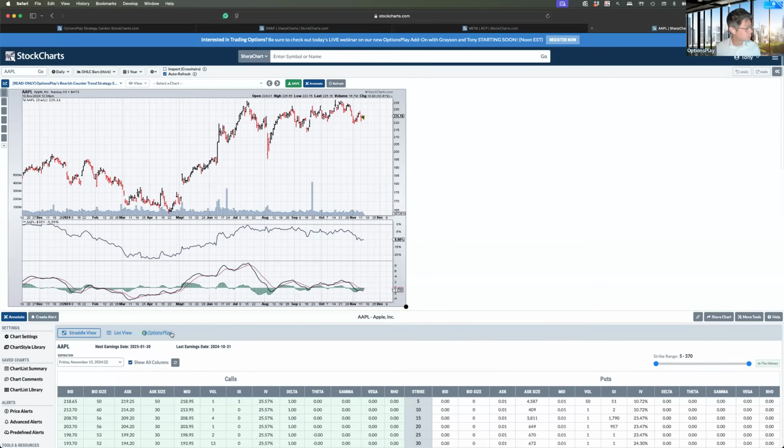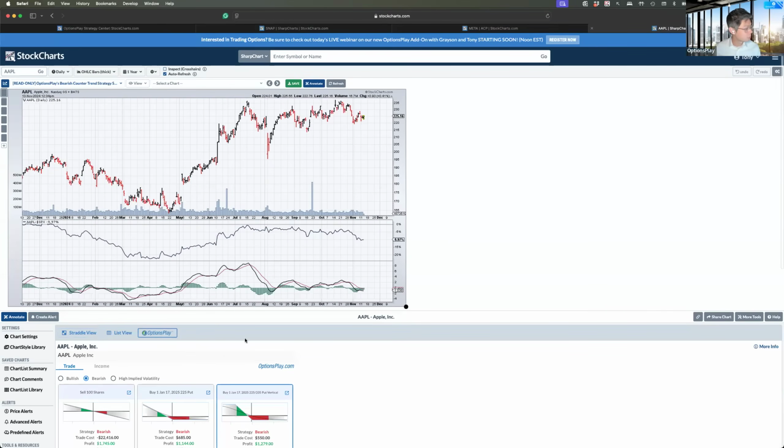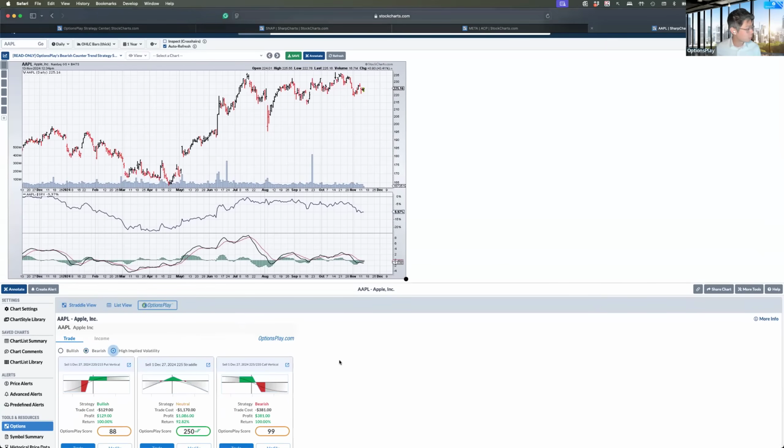But like I said, you don't have to do that. For example, at the time I wanted to sell a bearish credit spread on Apple, and you can do that in just a single click. Click on the high implied volatility strategy, and it creates that bearish credit spread. It tells you to look at the December 27th expiration, sell the 225, buy the 235. You're going to collect $3.81, which is 38% of the vertical width.